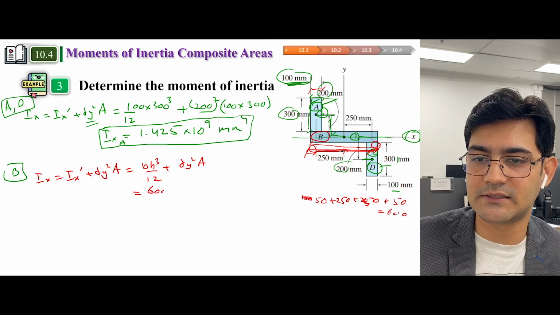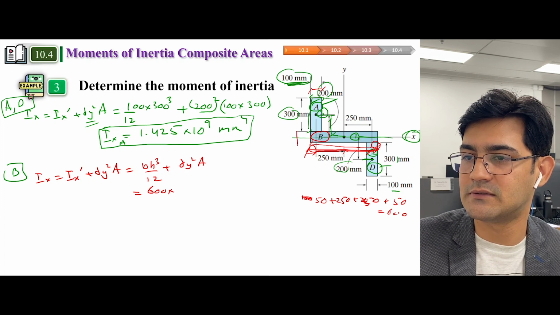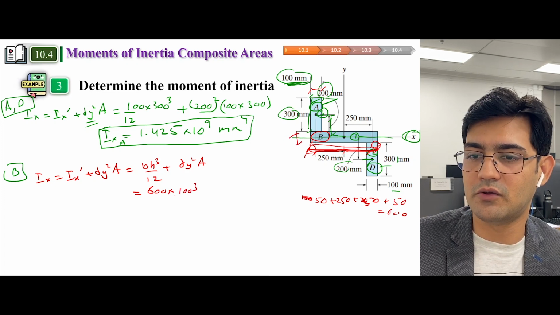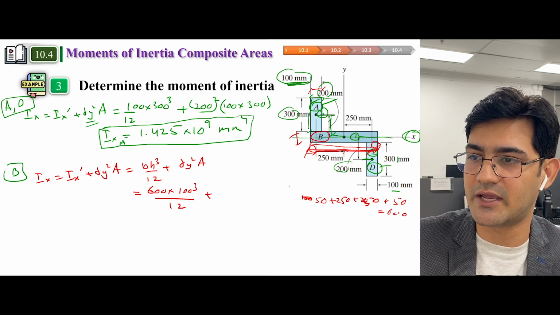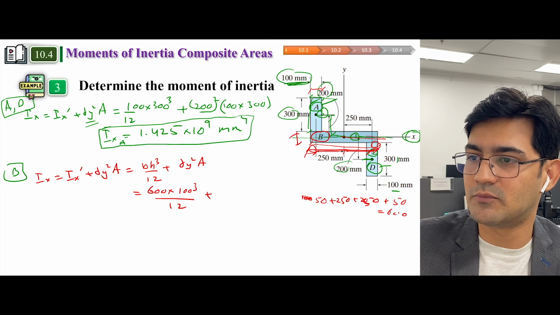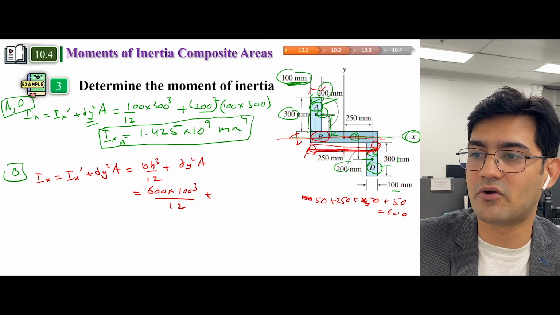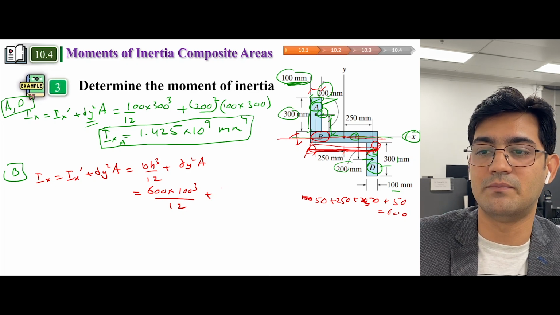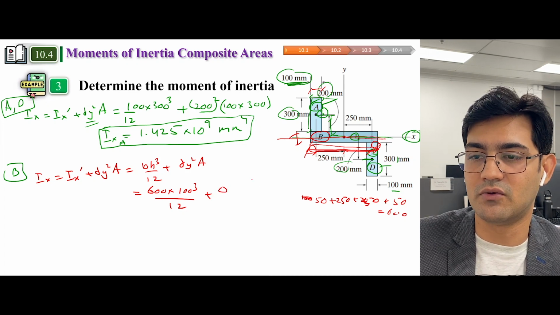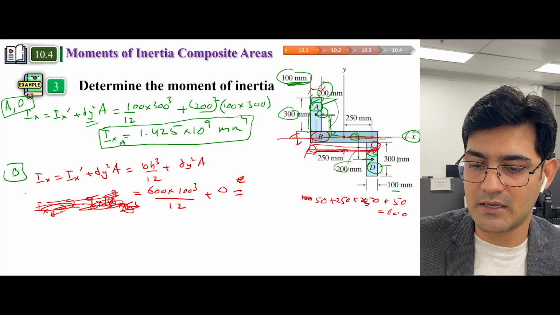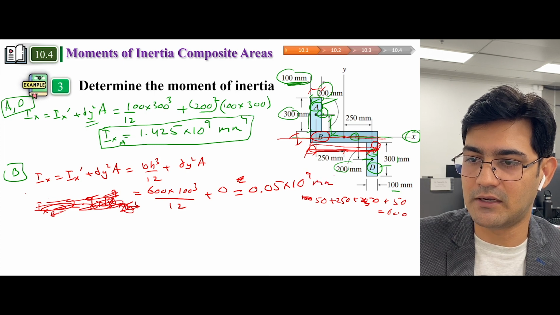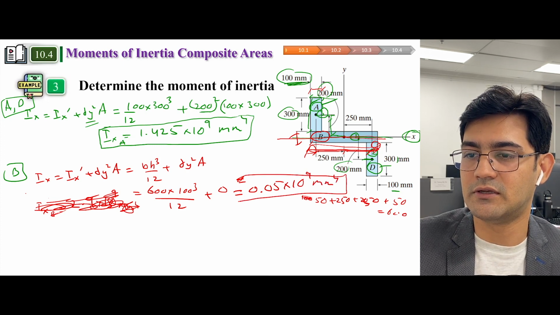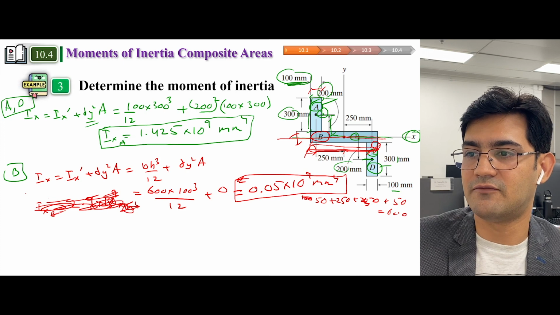So B is 600 multiplied by height 100 cube divided by 12, plus dy square. What is dy square in this case? We want to calculate the moment of inertia along this axis, and the centroid is also here, so dy square would be 0. So this would be equal to 0.05 into 10 raised to the power 9 millimeter 4. So that's the moment of inertia for B.